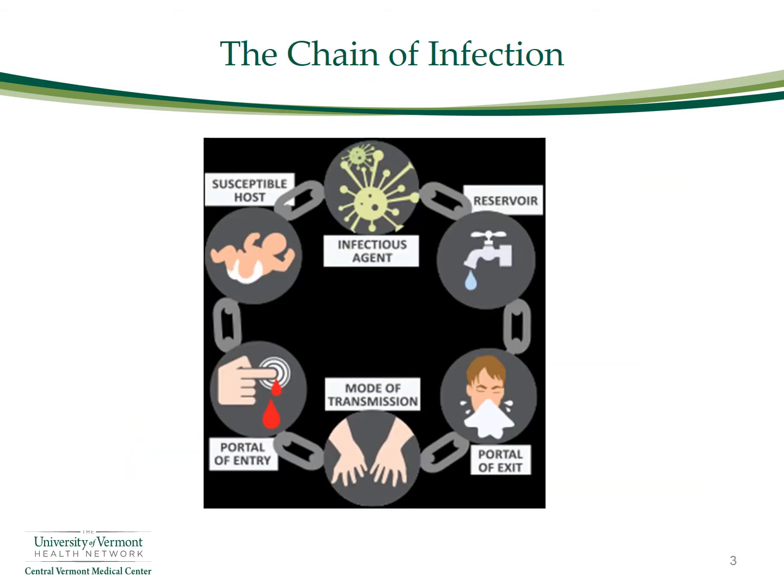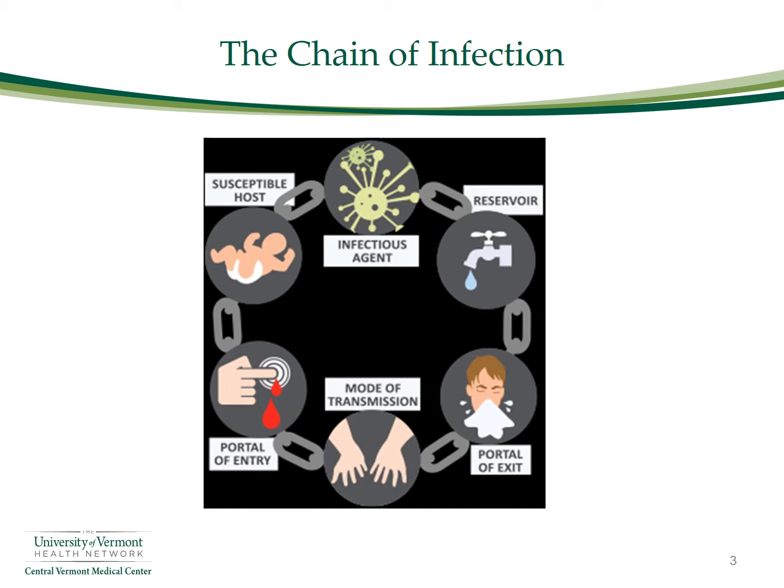Germs spread from person to person through a series of events described as the chain of infection. There are 6 links that can be broken in the chain to stop the spread of infection. The first link is an infectious agent or germ that causes disease. The reservoir is the place where the germs live. In healthcare, the reservoir is usually healthcare workers' hands, medical equipment, or the environment.